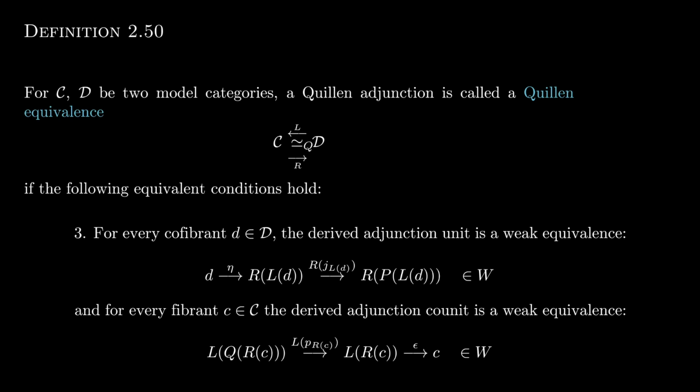So the first map in the composition here is the adjunction unit. The second is the fibrant replacement of LD. We call this composite the derived adjunction unit again.